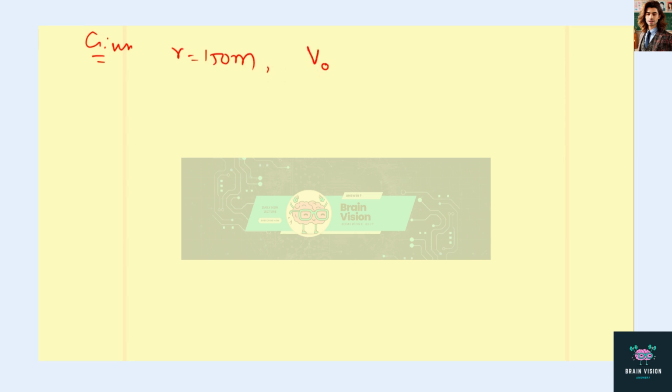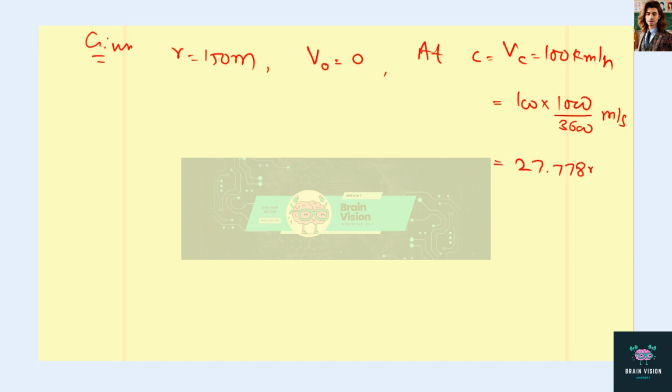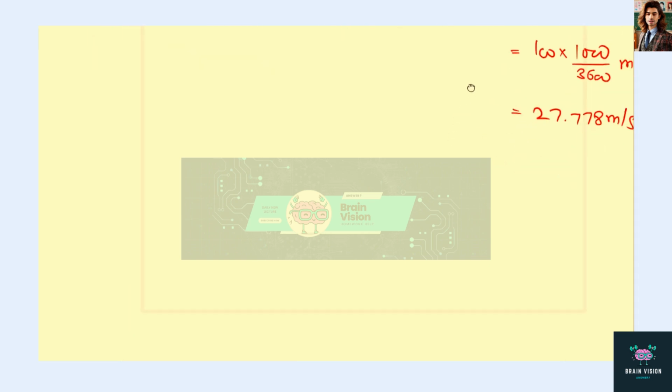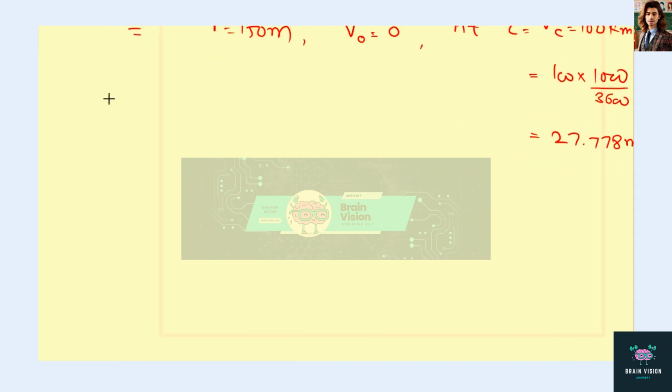The radius of the circular track, r, is equal to 150 meters, and the initial velocity is v naught equals 0. At point C the speed, Vc, is 100 kilometers per hour, which can be written as 100 into 1000 upon 3600 meters per second. This comes out to be 27.778 meters per second.